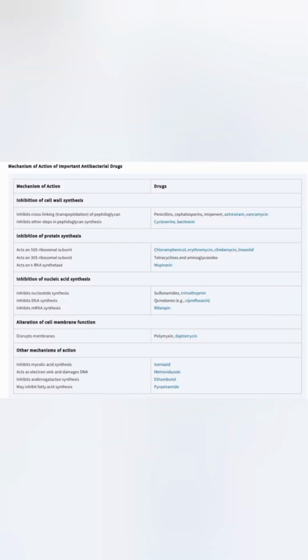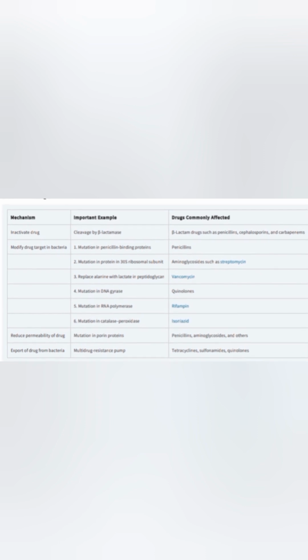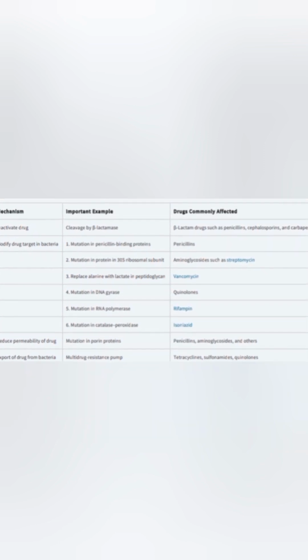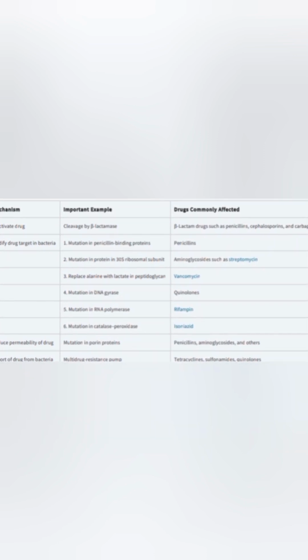I've attached here this table for the mechanisms of actions of antibiotic drugs with examples of each category of antibiotics. And here is what our actual topic was about. This is the mechanisms of antibiotic resistance, and drugs affected in each case are also listed.